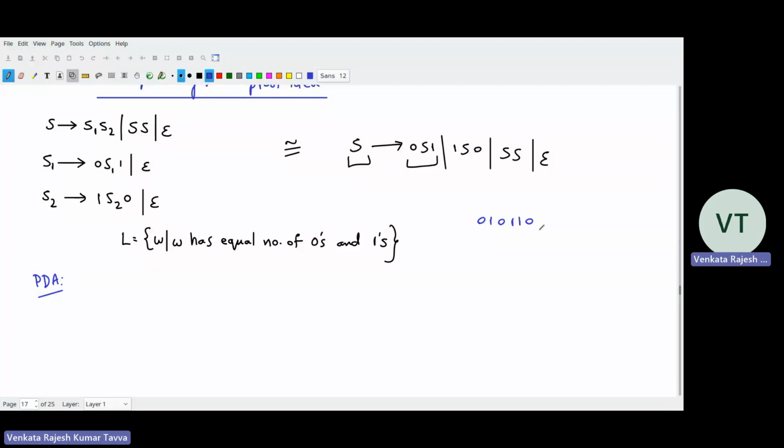Suppose this is my string, 3 zeros, 3 ones, right? Now what should I do? First I'm getting a 0. What should I do? Push it. Okay. Now I'm getting a 1. What should I do? Pop it. Now I'm getting a 0. Push. Now I'm getting a 1. Pop. Now I'm getting a 1. Push. Now I'm getting a 0. Pop. Okay. Now tell me the algorithm.